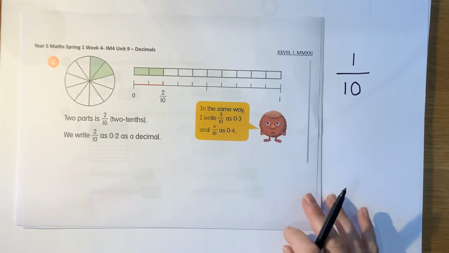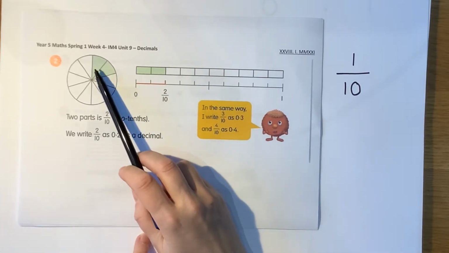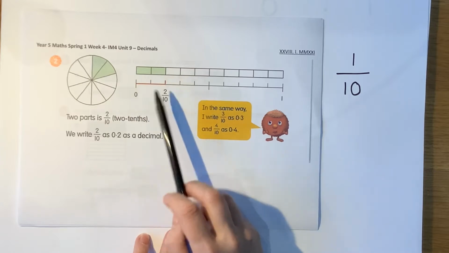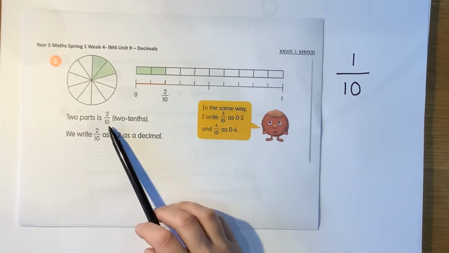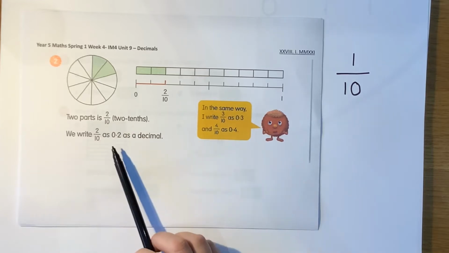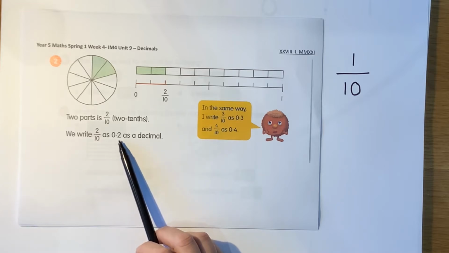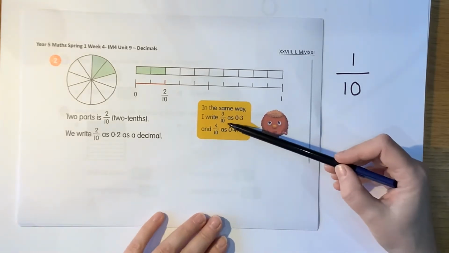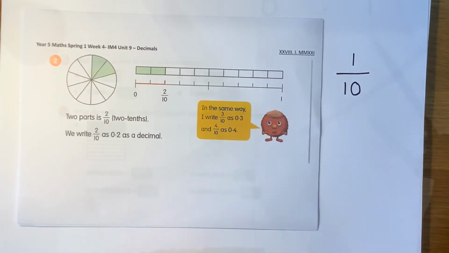Let's have a look at this one then. This is 2/10, so it works in exactly the same way. It would be 2 parts out of 10 equal parts that are shaded or marked. We'd write it like this as a fraction, and then as a decimal, it would be 0, because we've still got 0 whole ones, and then 2/10. In the same way, 3/10 would be 0.3, 4/10 would be 0.4, and so on.